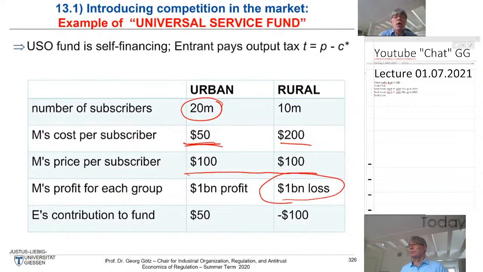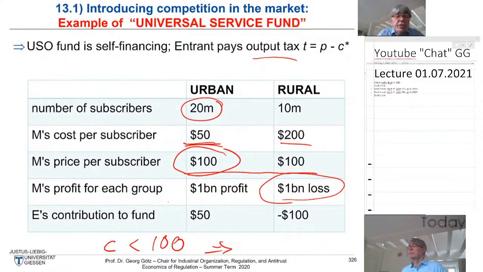Now, what would happen here if we allow entry? If we would not have some output tax here, just these prices, in the urban area the price is 100. Under what circumstance could a firm enter this urban area? If the costs of the entrant are smaller than 100. So if it's 99, it could enter and make profits of, say, €1 times 20 million. Of course, this would be highly inefficient, and at the same time, it would destroy the profit in the urban areas, which is used to subsidize the losses in the rural areas. So entry would be possible here.